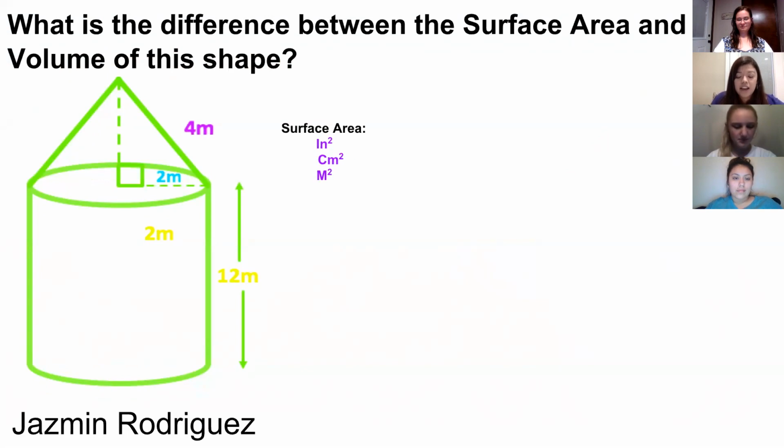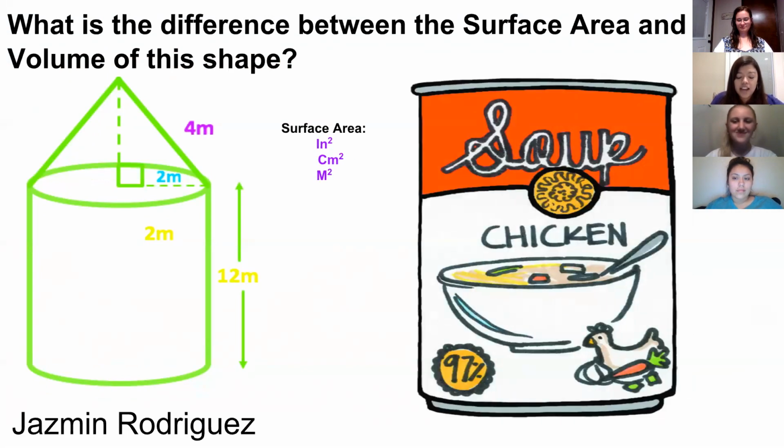Now think about a can of soup. The surface area would be the amount of aluminum that it takes to make the can. Next, we have volume, which refers to the amount of space inside of our 3D shape. Volume is always measured in cubic units. Once again, let's go back to our can of soup, which is making me hungry. The volume would be the amount of soup that the can can actually hold. Makes sense. Thank you.